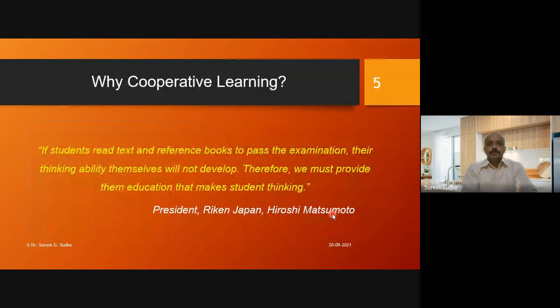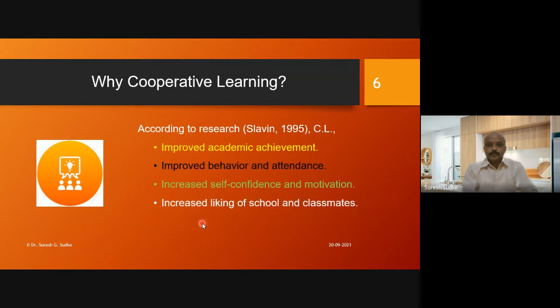So why is cooperative learning very important? If our students read textbooks or reference books only to pass the examination, their thinking ability will not develop. Therefore, we, the teachers, must provide an education that makes our students think. This is the statement given by the president, Dike in Japan, and Hiroshi Matsumoto.